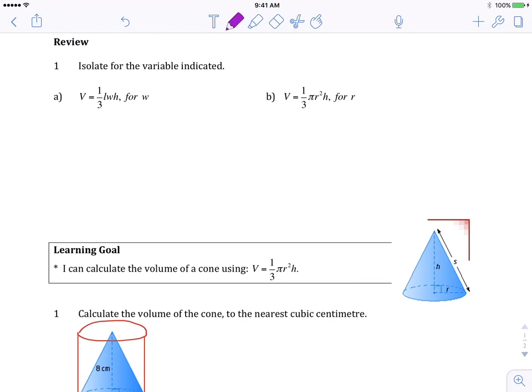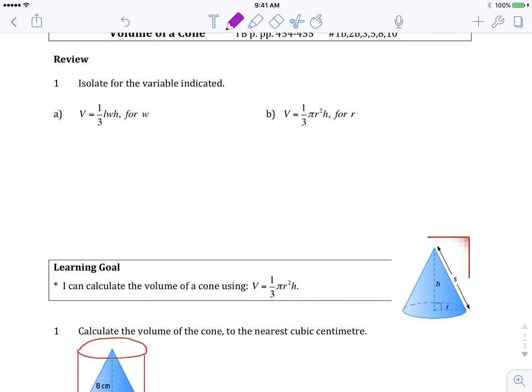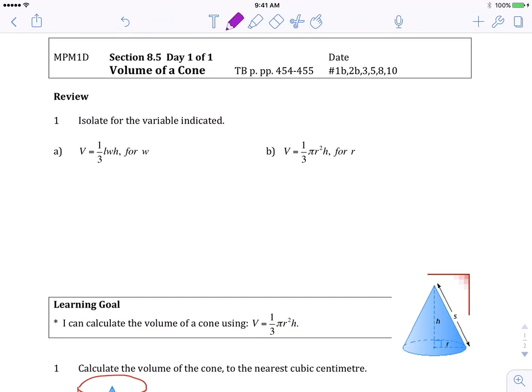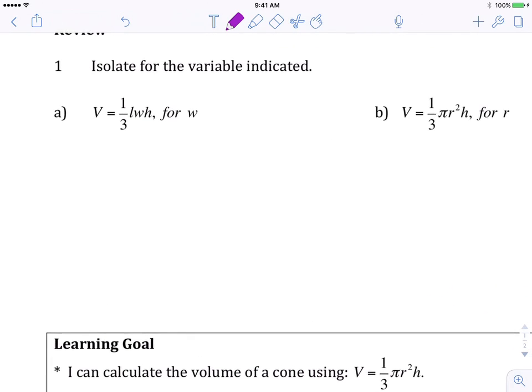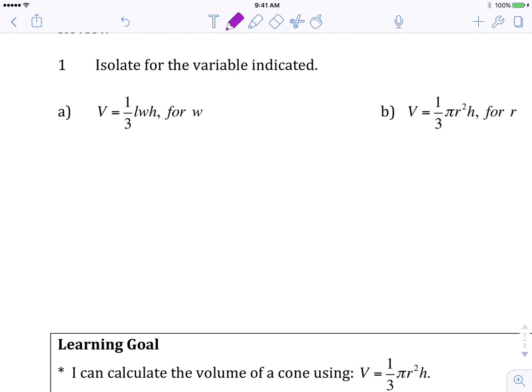But some of you may have gone ahead and been extra vigilant and looked at the formula for volume of a cone and got it, and that's great. Or you may have attempted it, and that's exactly what I wanted you to do, to be inquisitive and look deeper. Okay, so what I want you to look at right now is review. Isolate for the variable indicated.